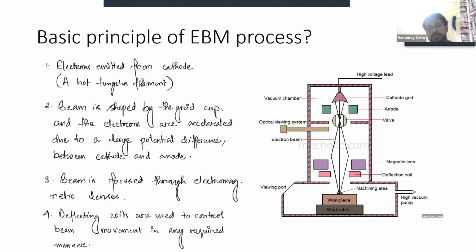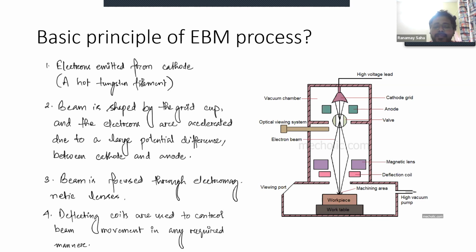You can see the cathode grid here. These electrons then travel at a high speed under a potential difference in the order of a few hundred kilovolts. And when they strike the surface of a workpiece, they erode a small portion of it. So that way EBM becomes suitable for drilling fine holes and cutting some narrow cavities. So this is the basic principle.